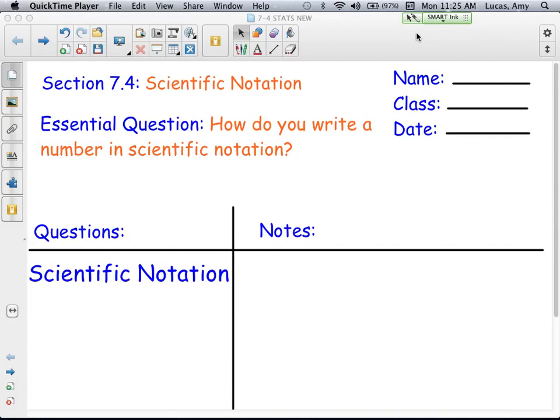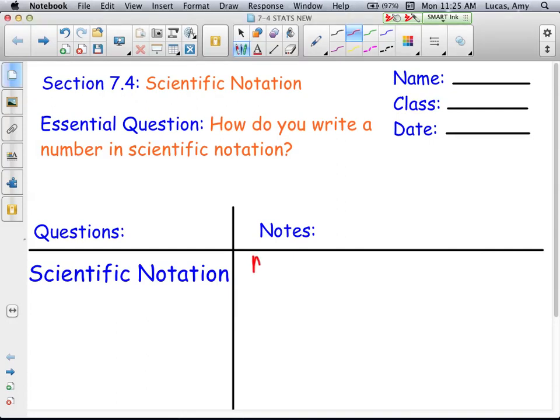Lesson 7-4, Scientific Notation. Our essential question is, how do you write a number in scientific notation? Well, scientific notation is a method, kind of like a shortcut for writing really large and really small numbers so that you don't have to have all of the zeros.